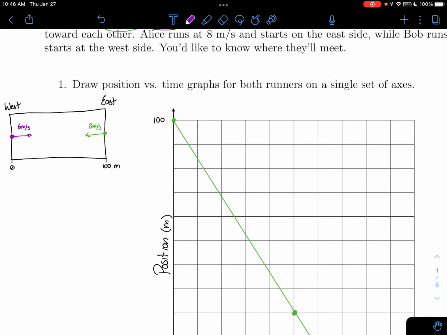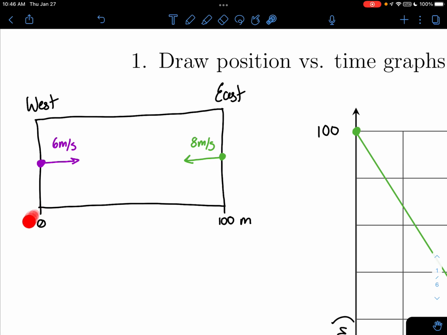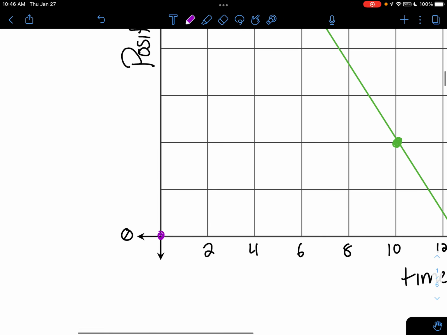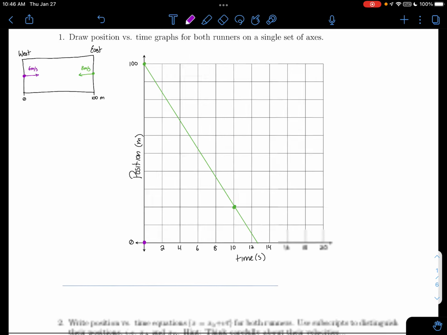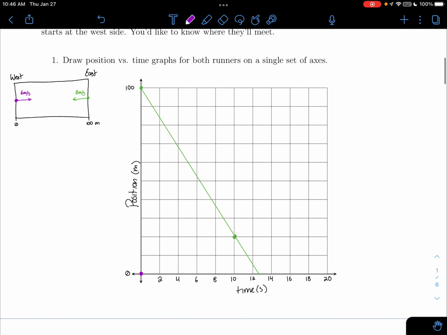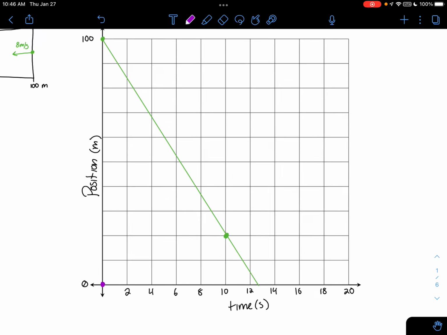Now let's look at Bob. Bob starts where we said 0 was, so he starts down here. Now we know that he's running at a speed of 6 meters per second, and since he's going to the right, and we said that the right was positive, which again, you can do either way. This is just the coordinate system I set up, so I'm going to stick with this one. You can set the coordinate system however you want, as long as you keep it consistent throughout the problem. So we're running at 6 meters per second, so now we're going to set up that slope.